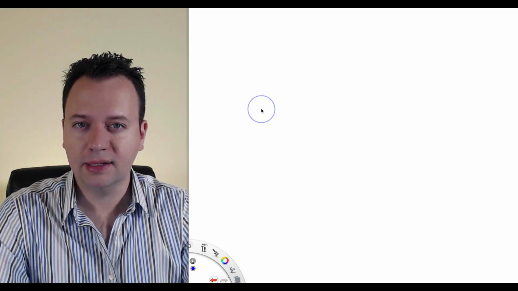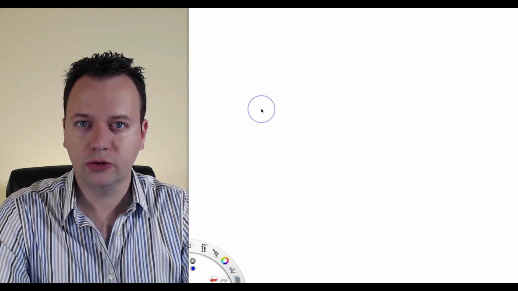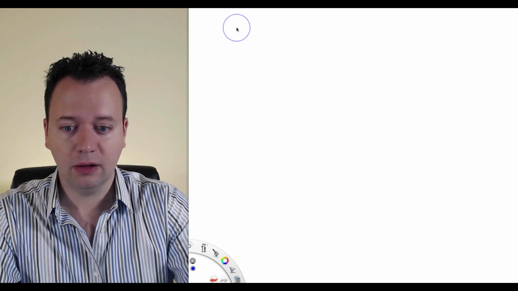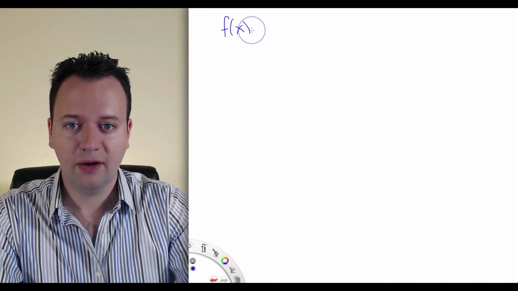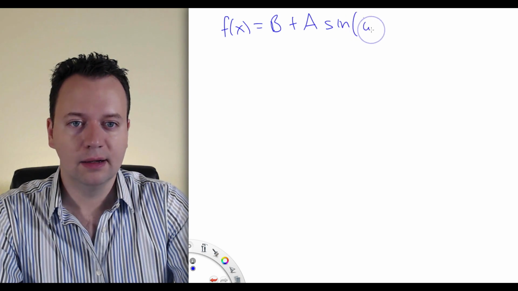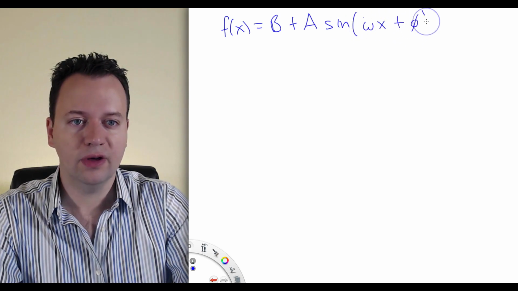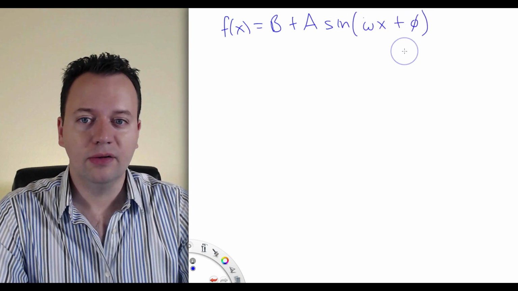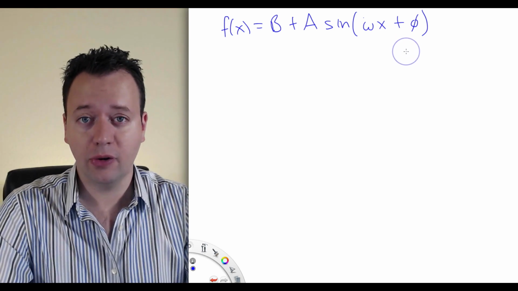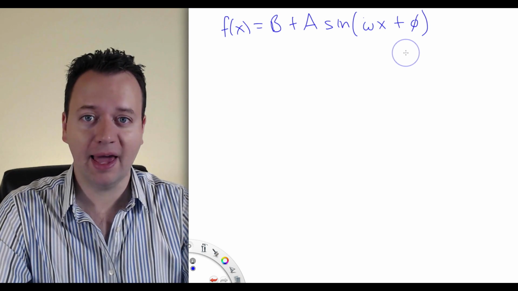Next, we're going to extend the basic sine and cosine functions to the case of general trigonometric functions. So a general trigonometric function is a function that might look something like this. We have f of x is equal to b plus a sine of omega x plus phi, just like that. Now this is a function that actually has 4 different parameters.